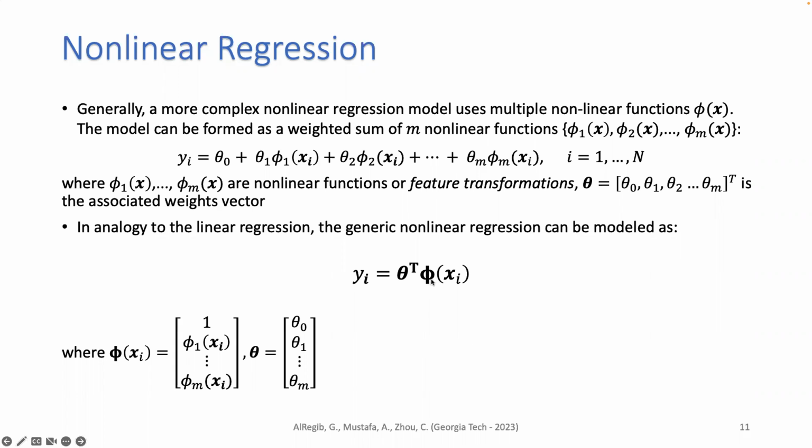And then we have the phi functions here. This phi vector starts with a 1 as we did before, and then we have phi 1 of xi all the way to phi m of xi. So you can see the modeling that we are really doing in this case.